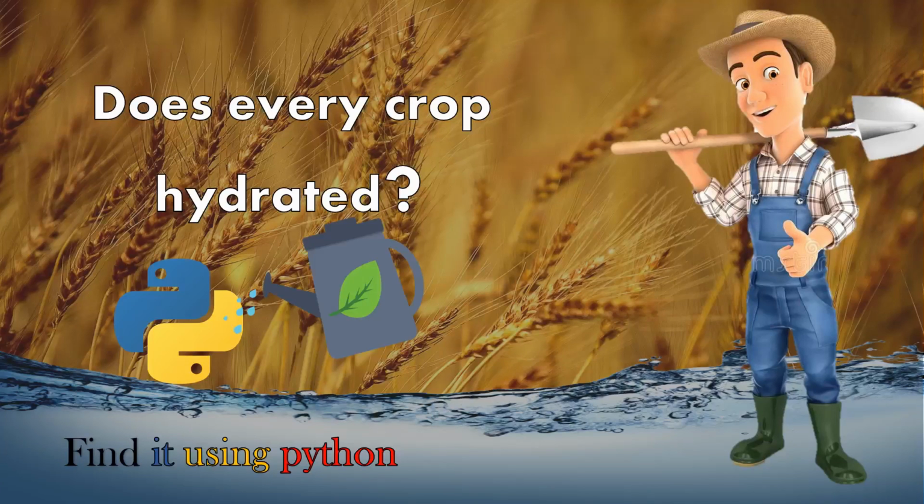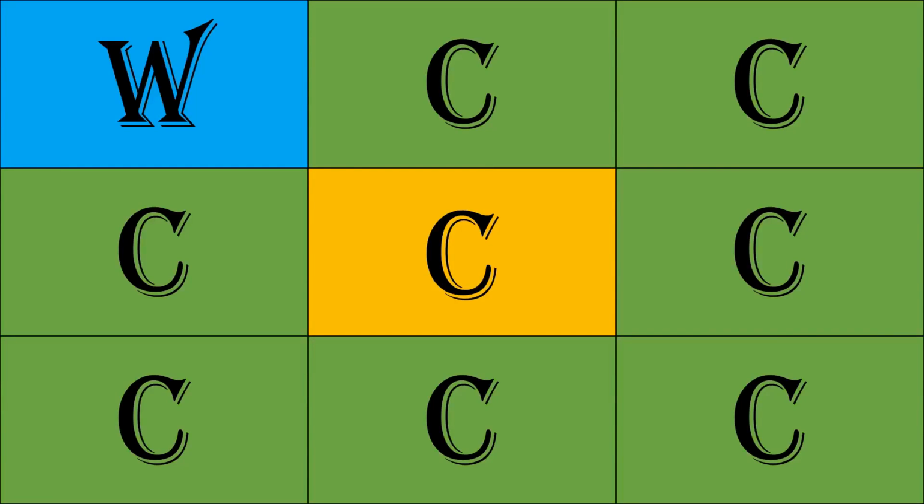Hey friends, today we are going to see a program which solves the question: is every crop hydrated or not? Consider that you are given a 2D list or matrix of a crop field. Here W represents a water source and C represents a crop. Each crop needs a water source.